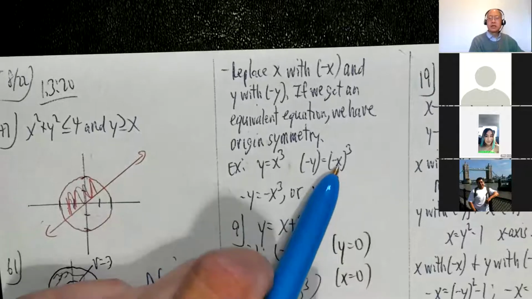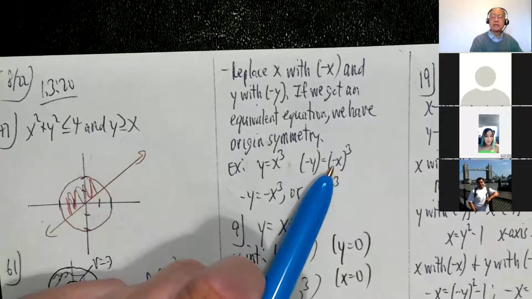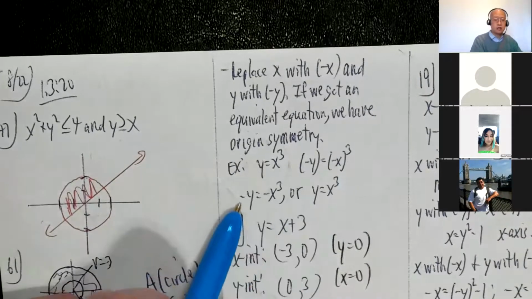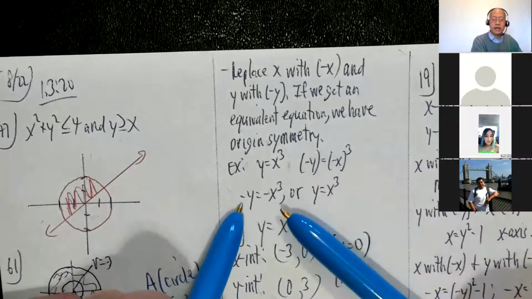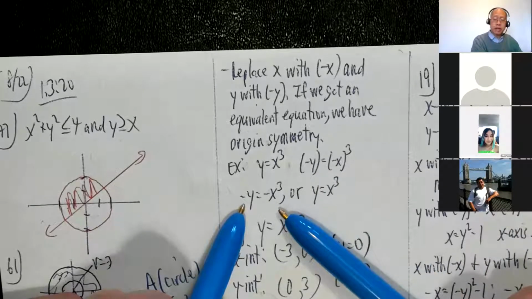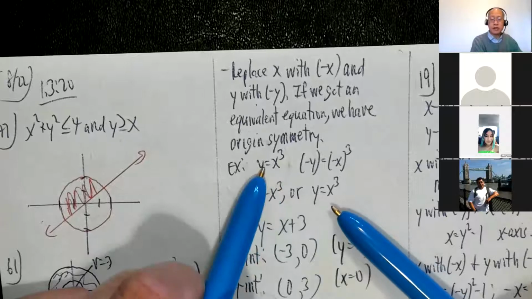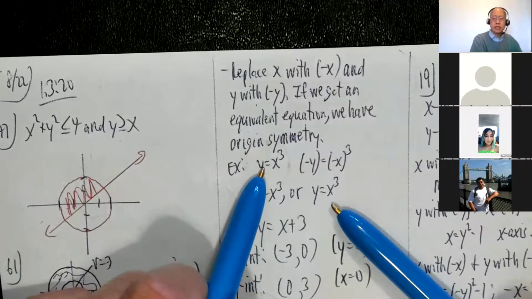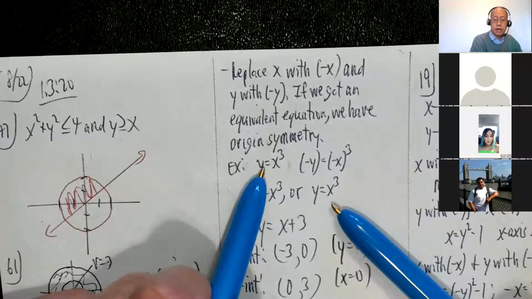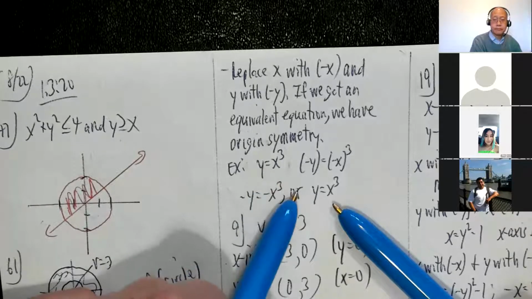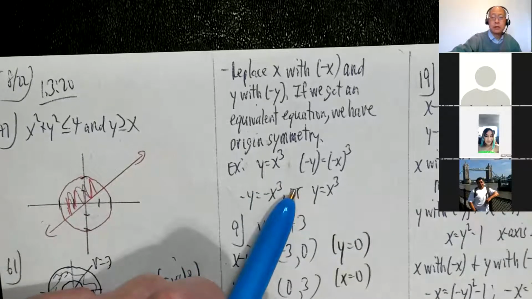What's negative x cubed? Negative x times negative x times negative x is negative x cubed. So negative y equals negative x cubed. But if I multiply both sides by negative 1, I get back y equals x cubed. So I do get an equivalent equation. That's what tells me I have origin symmetry. I replace both of them.